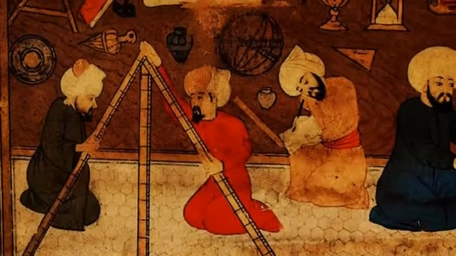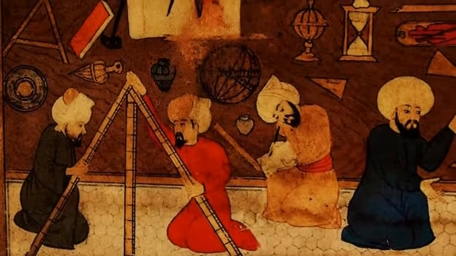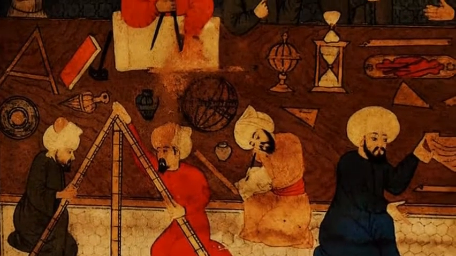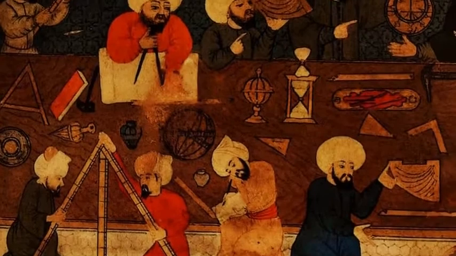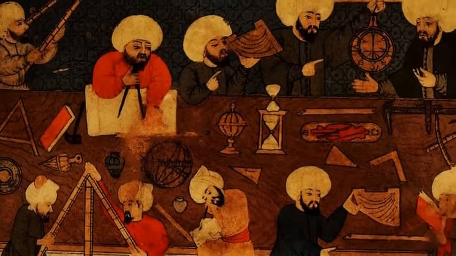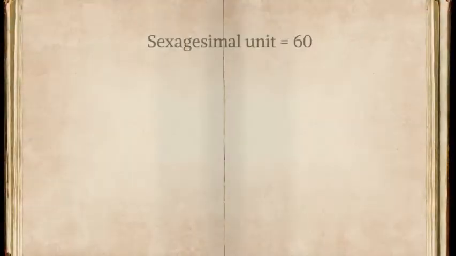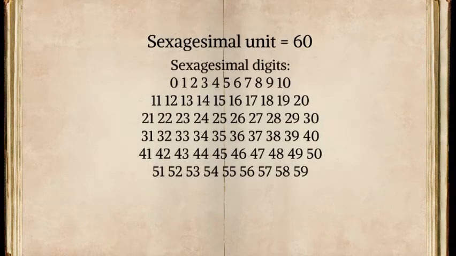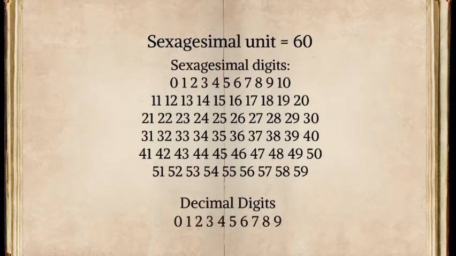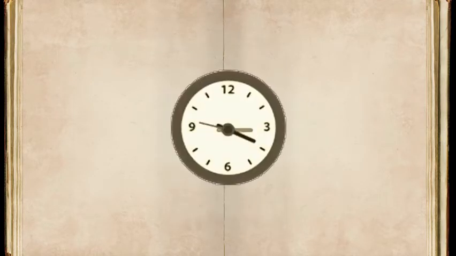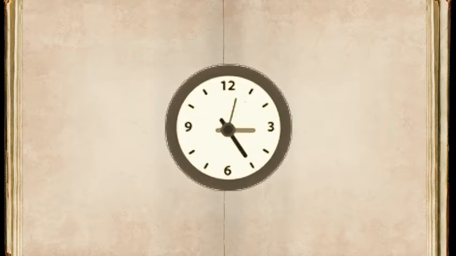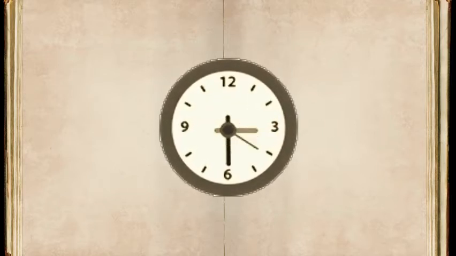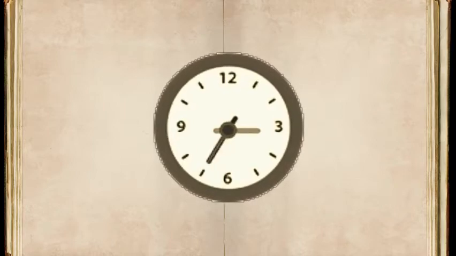Medieval Islamic mathematicians, although familiar with the decimal system, most often used the sexagesimal system, which they adapted and improved from the previous civilizations. In the sexagesimal system, one unit is 60 instead of 10. Thus, in this system, we need 60 digits, 0 through 59, while in the decimal system, we only need 10. An example of the use of the sexagesimal system in our everyday lives is the clock, where 1 hour is divided into 60 minutes and 1 minute is divided into 60 seconds.